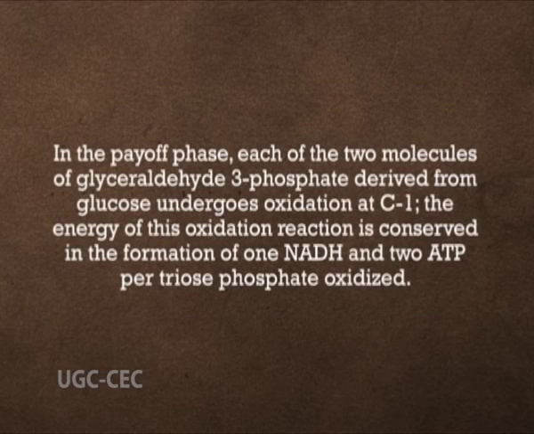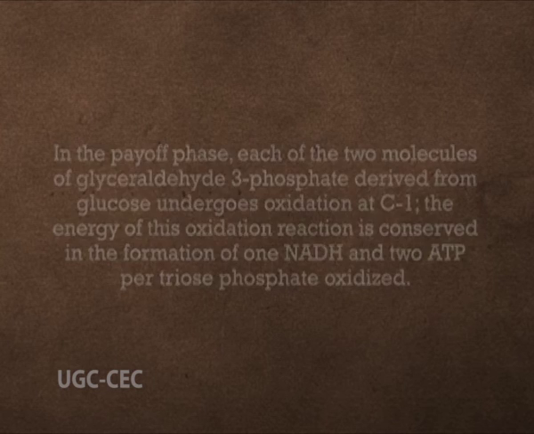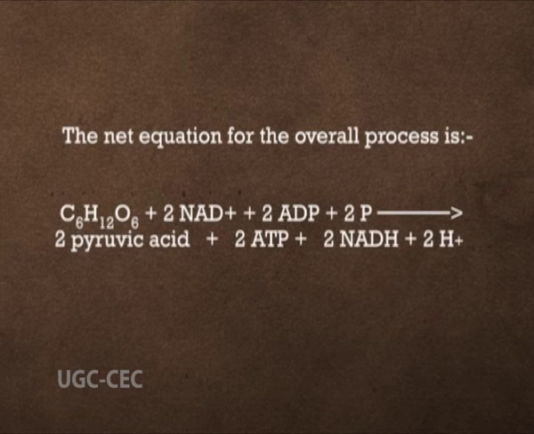In the payoff phase, each of the 2 molecules of glyceraldehyde 3-phosphate derived from glucose undergoes oxidation at C1. The energy of this oxidation reaction is conserved in the formation of 1 NADH and 2 ATP per triose phosphate oxidized. The net equation for the overall process is 1 molecule of glucose plus 2 NAD+ plus 2 ADP plus 2 Pi gives 2 molecules of pyruvic acid plus 2 ATP plus 2 NADH plus 2 hydrogen ions. Glycolysis is tightly regulated in coordination with other energy-yielding pathways to assure a steady supply of ATP. Hexokinase, PFK1, and pyruvate kinase are all subject to allosteric regulation that controls the flow of carbon through the pathway and maintains constant levels of metabolic intermediates.